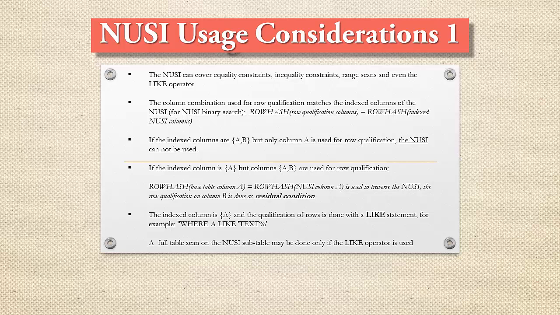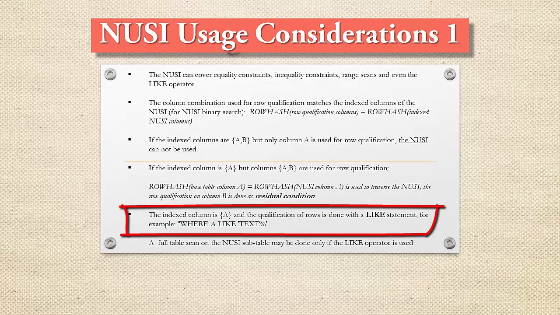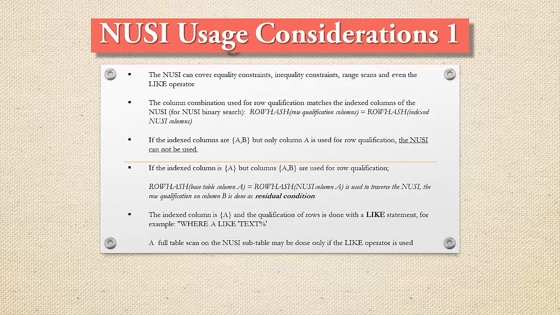We can draw the conclusion from the aforementioned pattern that multi-column NUSI are not too useful. Rather, we recommend to split indexing into several single-column NUSI instead. A special feature of the non-unique secondary index is that if the index column is A and the qualification of rows is done with a LIKE statement, for example, where A LIKE 'text%', a full table scan on the NUSI subtable may occur.